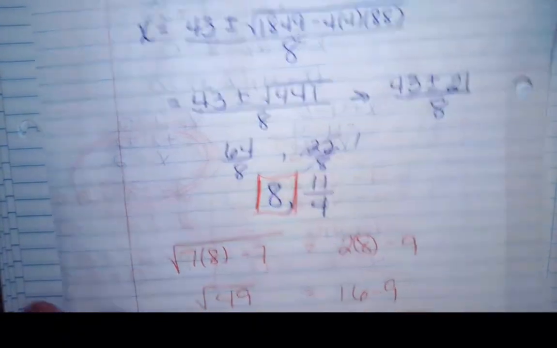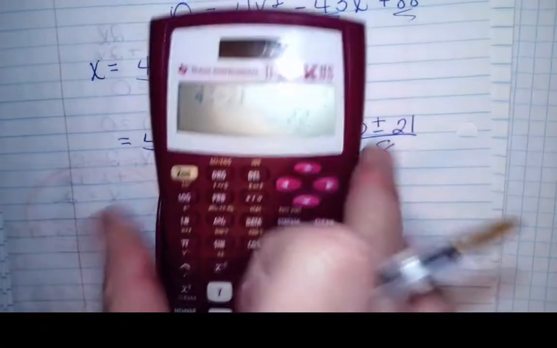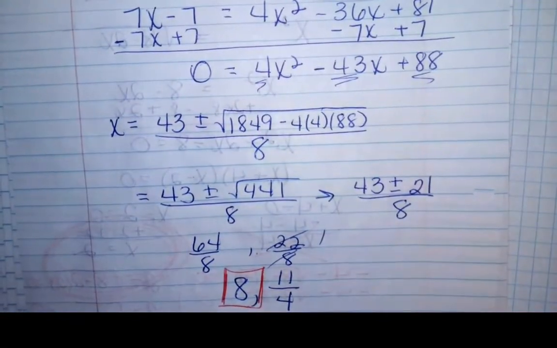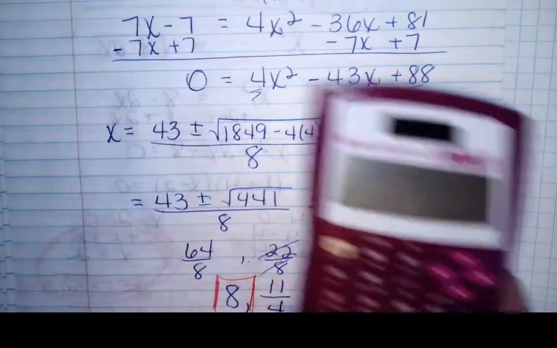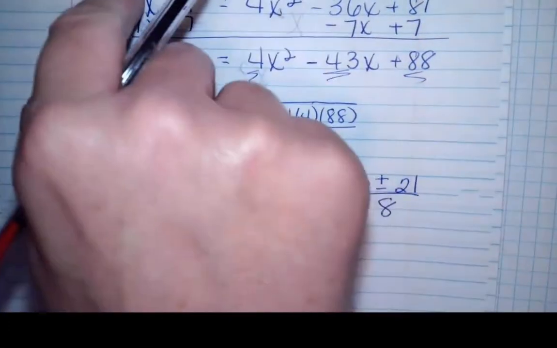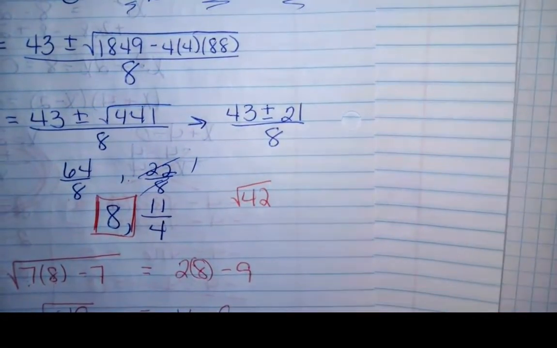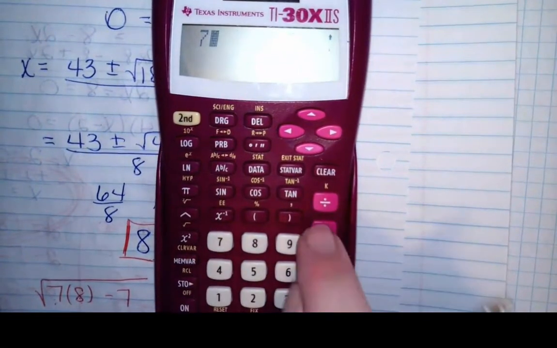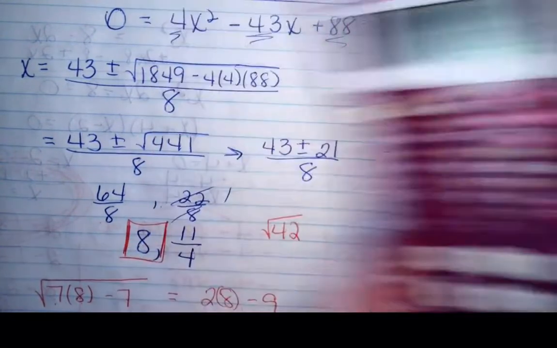Now we're going to try 11 fourths. Okay, and I'm just going to use decimals, just because it'll be a little bit easier than diving through with fractions. All right, so I've got 7 times 11 fourths. So 7 times 11 fourths minus 7 is... okay, that's not right. I just knew that wasn't right. All right, 7 times 11 fourths minus 7, sorry, is 12.25.